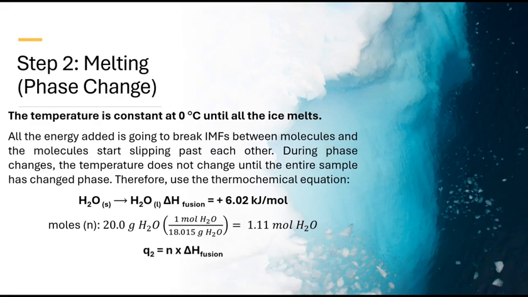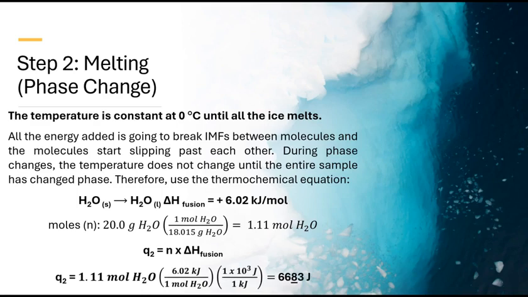For Q2 then, we have to just take the moles of water we just determined times its heat of fusion. When we do so, we're going to end up in units of kilojoules. Since our first heat was in joules, we can convert this one to joules, or we can convert our first heat to kilojoules. Just make sure you have the same unit. Converting Q2 to joules, we end up with 6,683 joules. Keeping track of sig figs, of course.